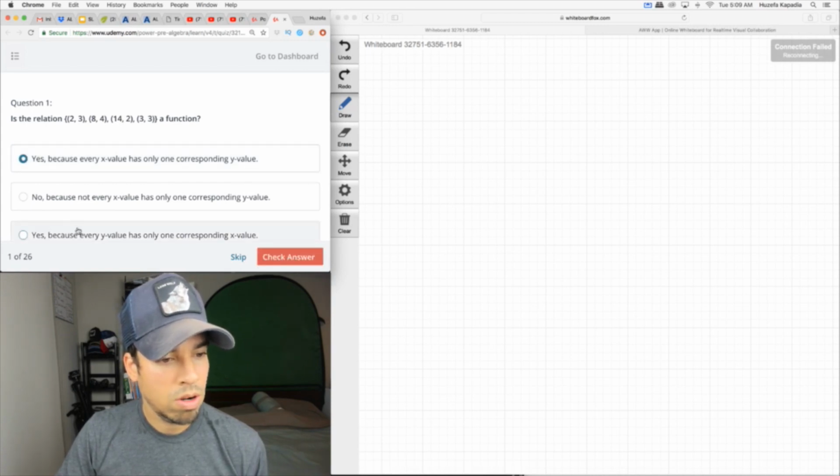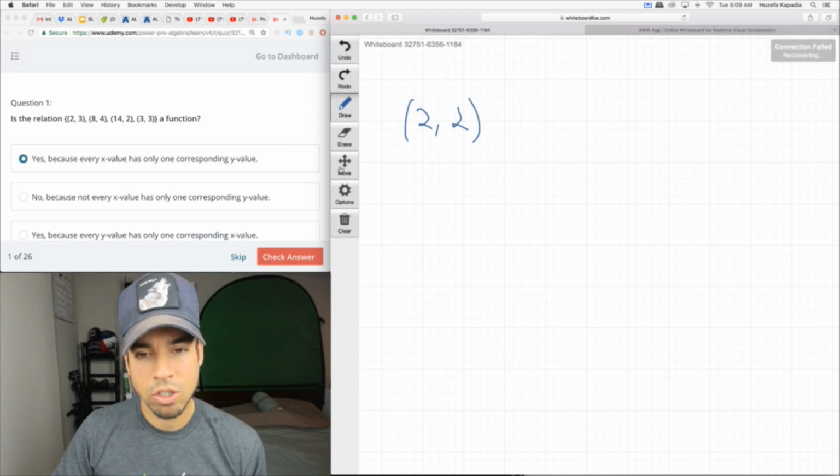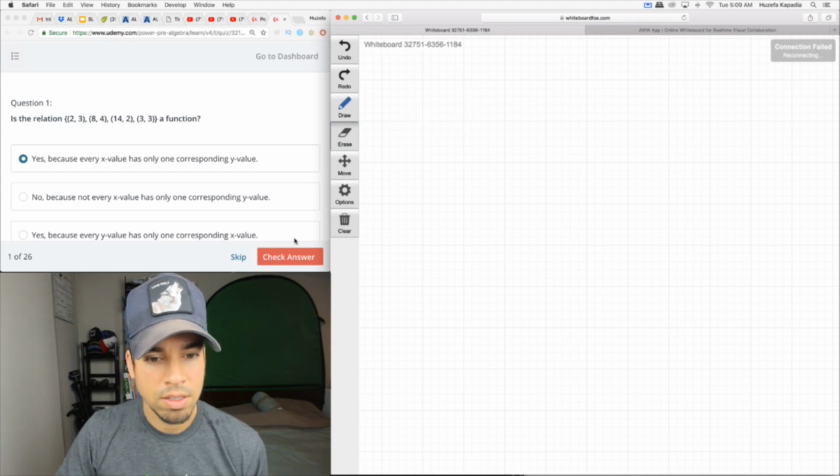And this would be the wrong explanation. Now, if I, for example, added another coordinate like 2, 2, then this would no longer be a function, because we'd have a repeat of 2 pairing with 3 and 2 pairing with 2. So that is the answer there.